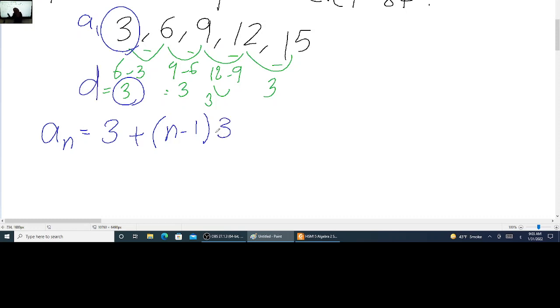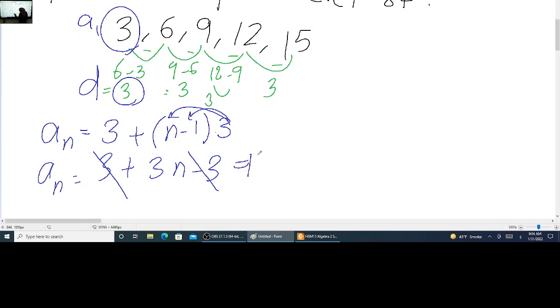Now, using the distributive property and simplifying, 3 plus 3n minus 3. Now 3 and negative 3 cancel, so the explicit formula for this sequence is 3n.